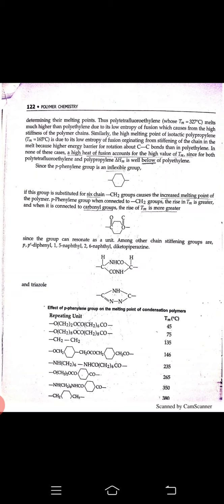327 degrees centigrade, melts much higher than polyethylene due to its low entropy of fusion, which comes from the high stiffness of the polymer chain. Similarly, the high melting point of isotactic polypropylene, 165 degrees centigrade, is due to low entropy of fusion originating from stiffening of the chain in the melt, because of a higher energy barrier for rotation about the C-C bond than in polyethylene.